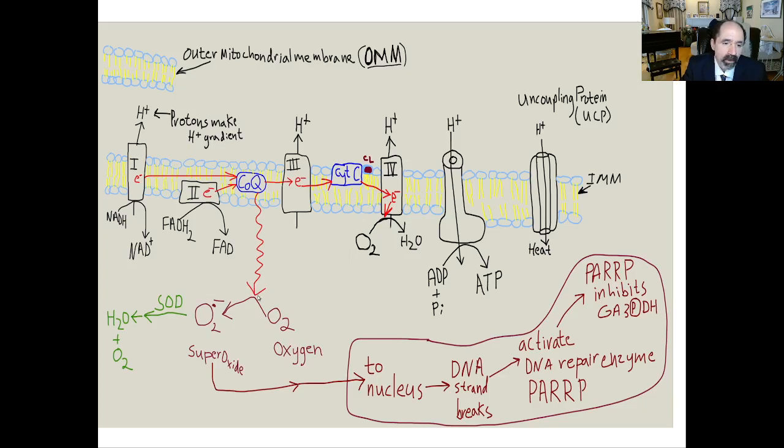But when this is happening in large amounts, the superoxide dismutase is overwhelmed, and then this can lead to the formation of other types of reactive oxygen species that can travel to the nucleus, damage DNA. They also can travel up to the intermitochondrial membrane and damage this cardiolipin. That's a big deal. We'll talk about that in just a sec.